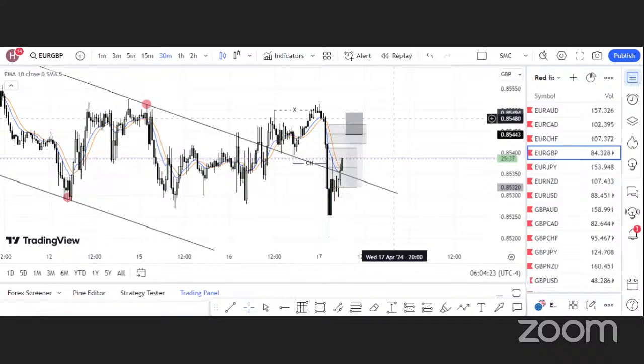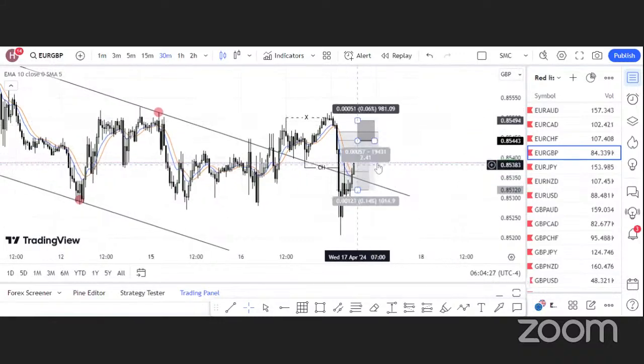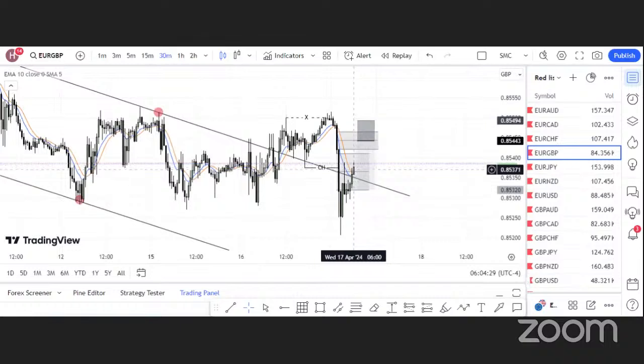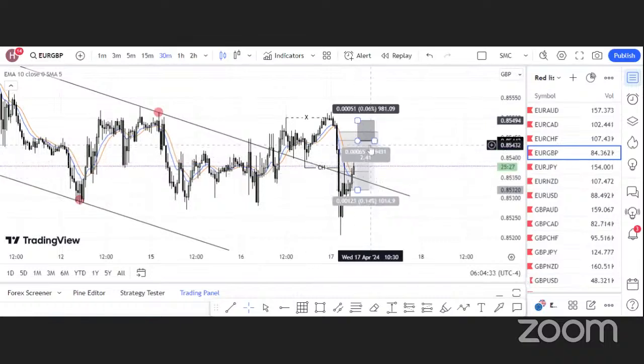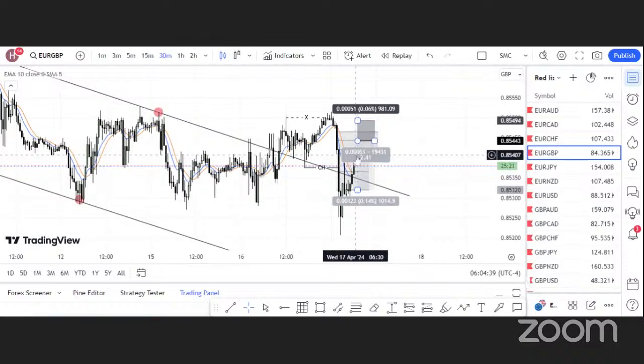All right, guys. So you see the candle closed, but it closed above. Okay, and it's heading towards this level right now. So I'm going to send this to the general group once the market gets to this point. All right.